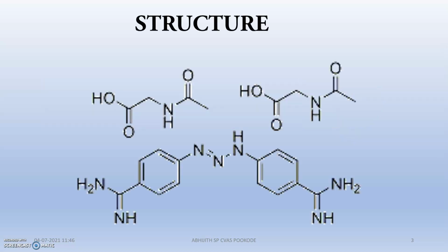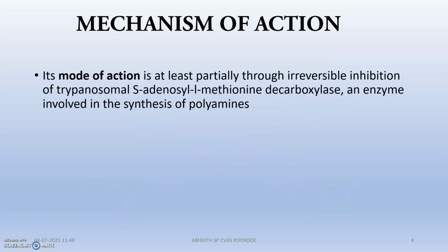So this is the structure of the ingredient, that is dimenazine acetate. The mechanism of action is that dimenazine acetate irreversibly inhibits an enzyme that is needed for the synthesis of polyamines inside the trypanosomal or protozoan cell. Whenever this enzyme is inhibited by the drug, normal production of proteins and polyamines will not happen inside the protozoan cell. That will eventually lead to protozoal cell death.